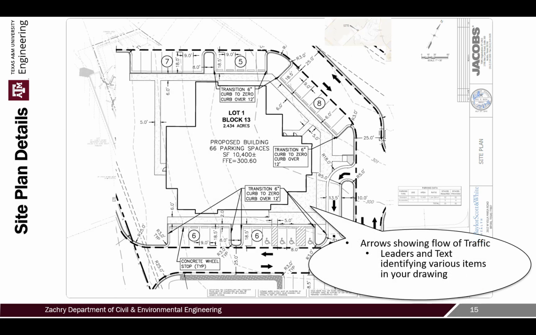You also want to show things like flow of traffic. You want to highlight the different things that are involved with that. In this case, if you look at the arrows, that's showing how the traffic flows. In this one area, we have a drive-through, and that's one-way. Then we have other areas that are going to be two-way driving.